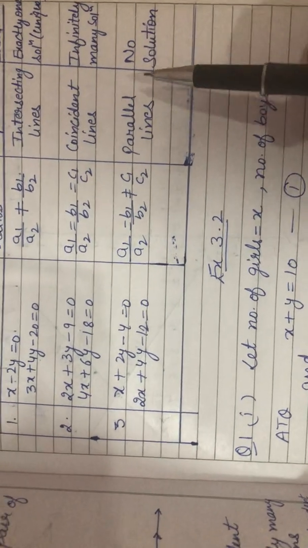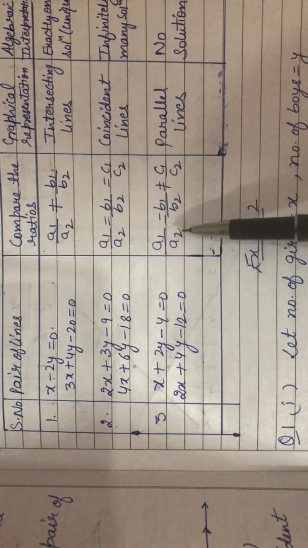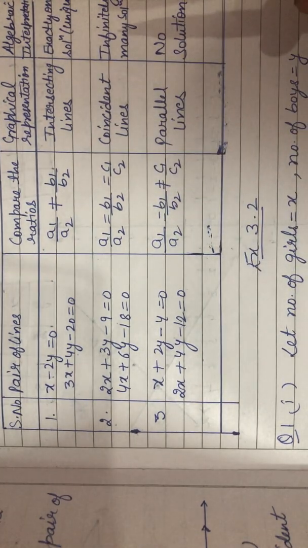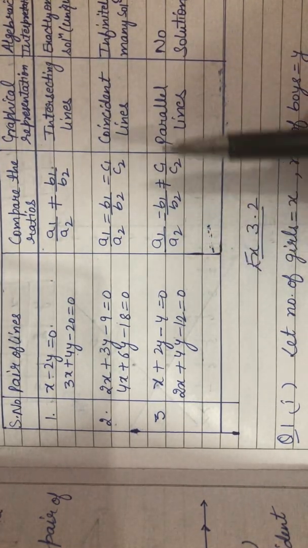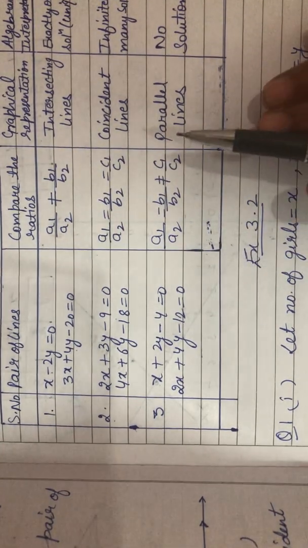So we'll be dealing with questions in which we will compare the ratios, and then we will tell whether the lines are intersecting and what type of solutions they will have, whether they are consistent or inconsistent, depending upon the ratios.